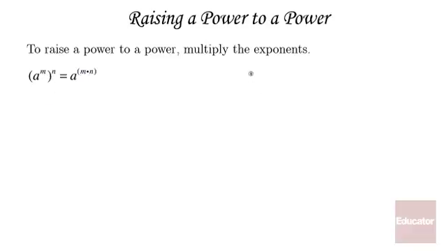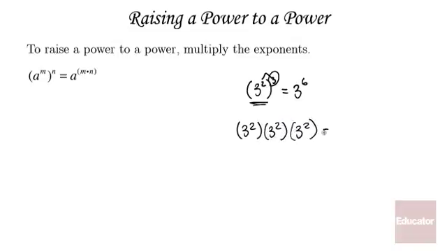So for example, if I had 3 to the second power raised to the third, I would multiply 2 times 3 and have 3 to the sixth. If you weren't sure about the rule and you didn't remember what to do here, you could always take this exponent 3 and expand this 3 times. So you would have 3 to the second, 3 to the second, 3 to the second. So here you can count. You have 1, 2, 3, 4, 5, 6, 3 to the sixth.